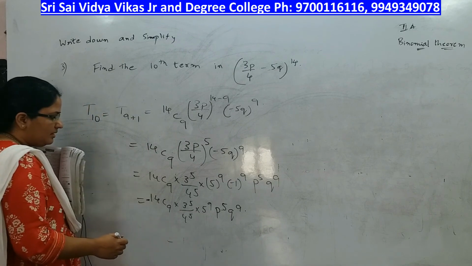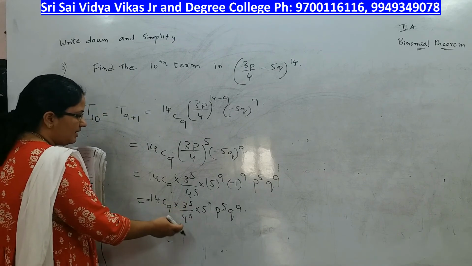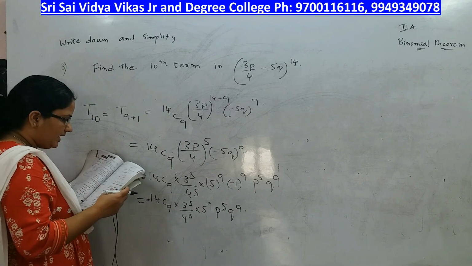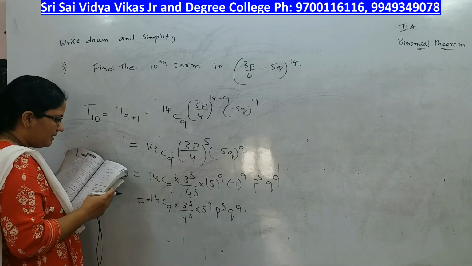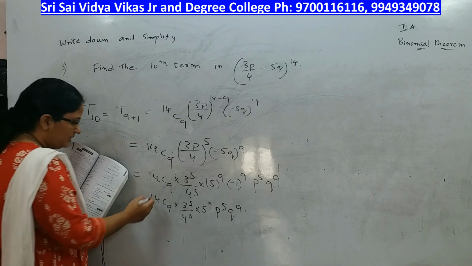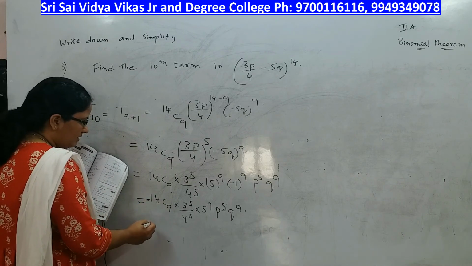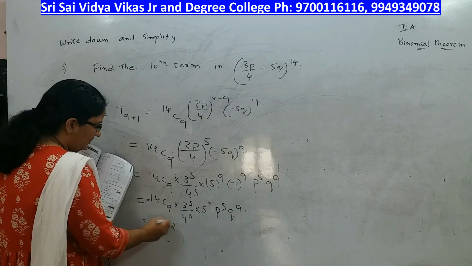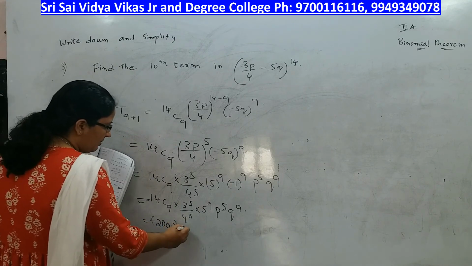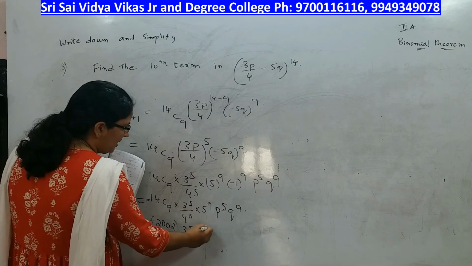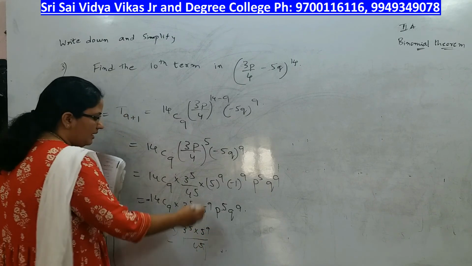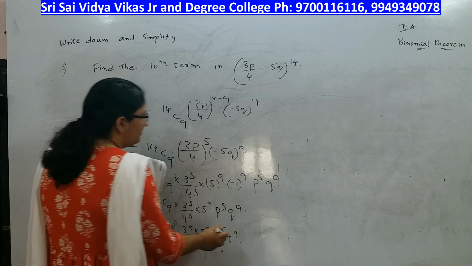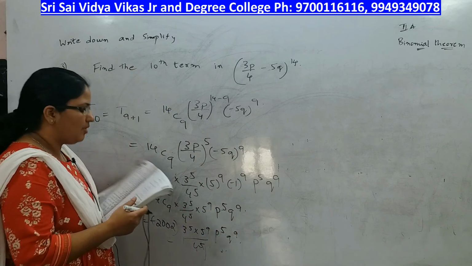Okay, so you can expand this and write down. If you expand it and write, you will get a number like this. This minus 14C9 is 2002, 3 power 5 into 5 power 9 by 4 power 5 p power 5 q power 9. You can leave it here. So that's about this problem.